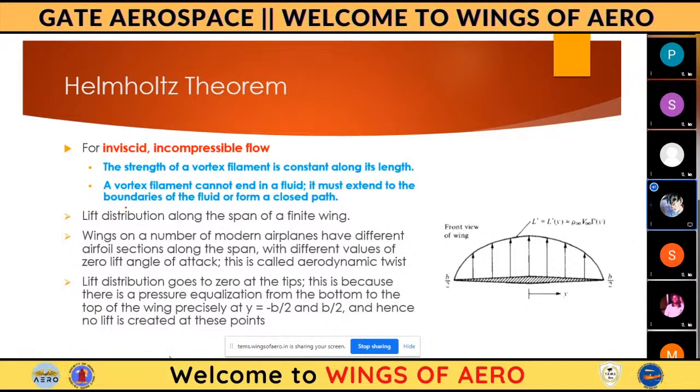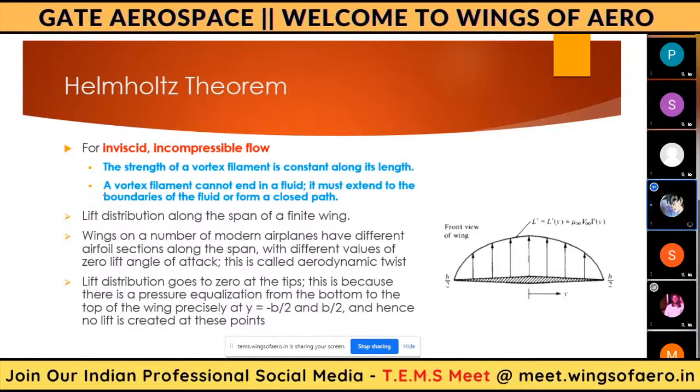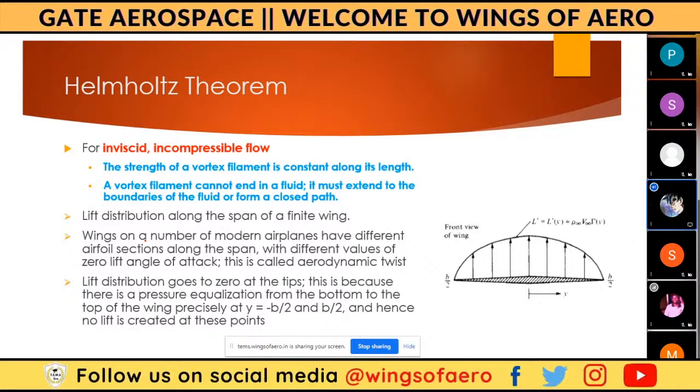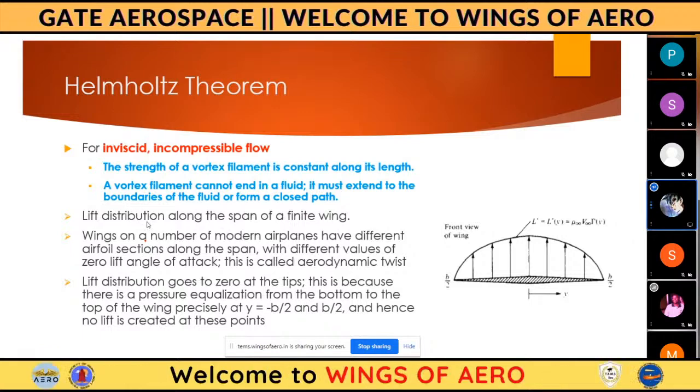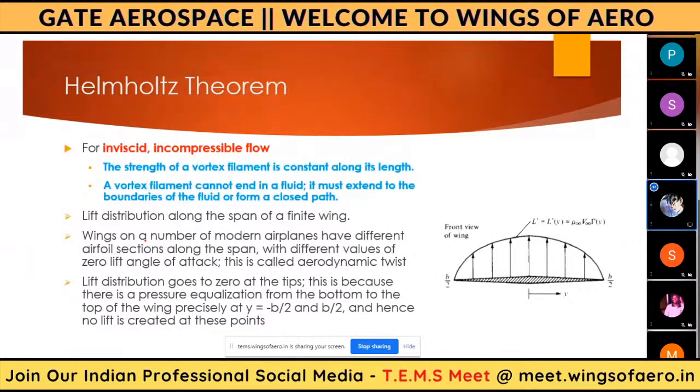This is the difference. So why am I insisting on this? Here there is a vortex filament. Second point, the vortex filament cannot end in a fluid. It must extend to the boundaries of the fluid or form a closed path. Why are they mentioning that? See the trailing vortices formed at the trailing edge of the aerofoil. It won't stay at the trailing edge itself. It will move somewhat backward, or move downwards, and it will form a starting vortex at a later point.